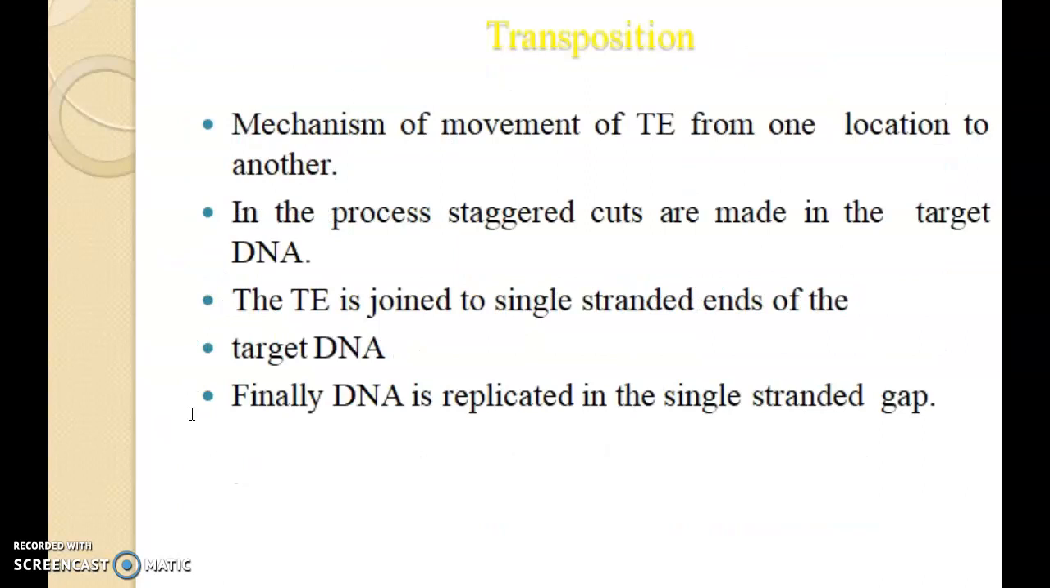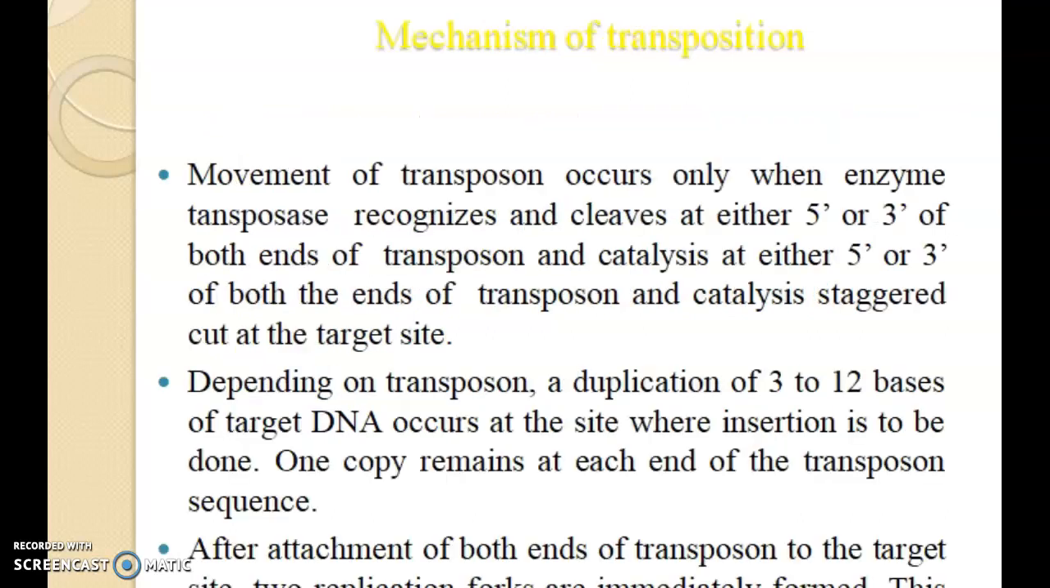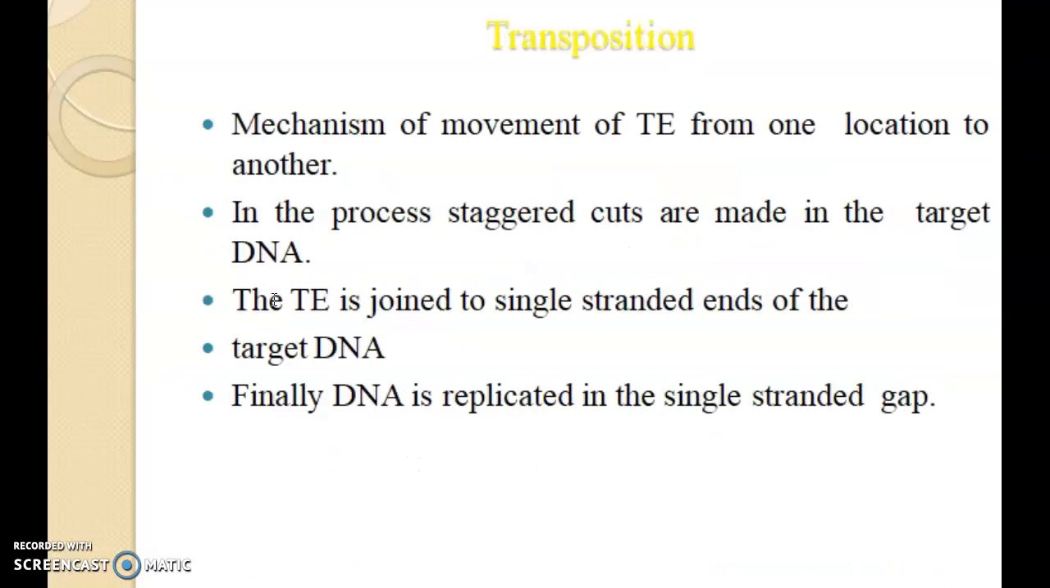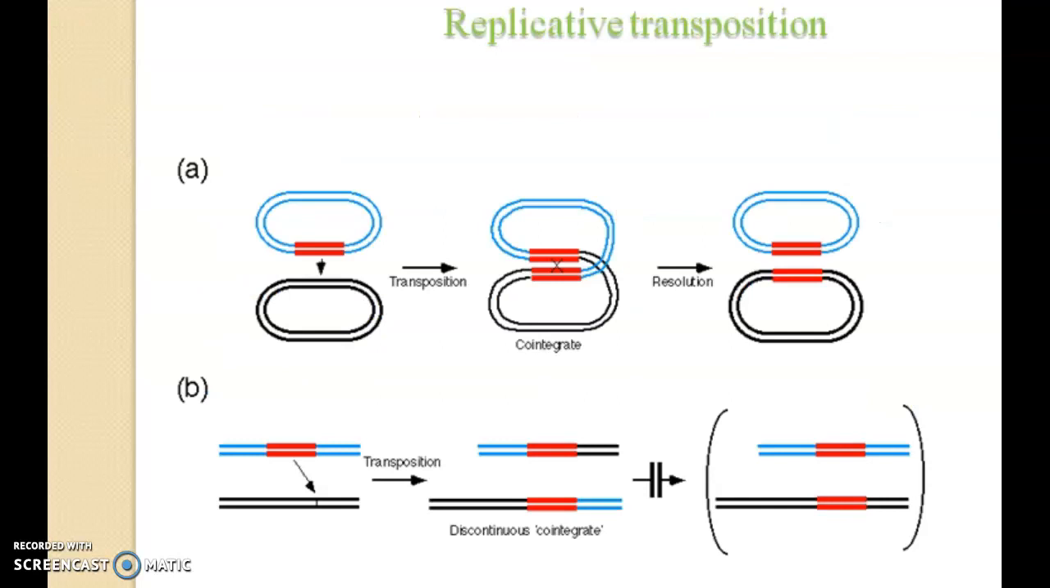Here the mechanism of transposition is given. In the first process, staggered cuts are made in the target DNA. The transposon is joined to the single stranded ends of the target DNA, and finally DNA is replicated in the single strand. So this is the replicative transposition mechanism, in which cointegration occurs. Sometimes discontinuous cointegration also occurs.